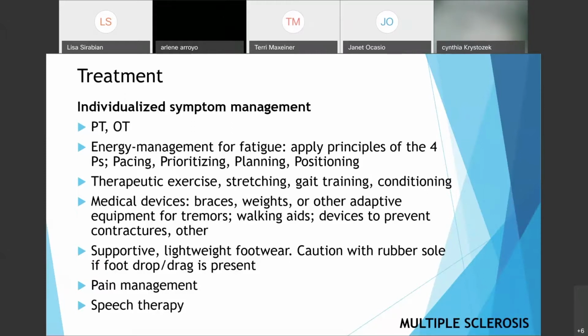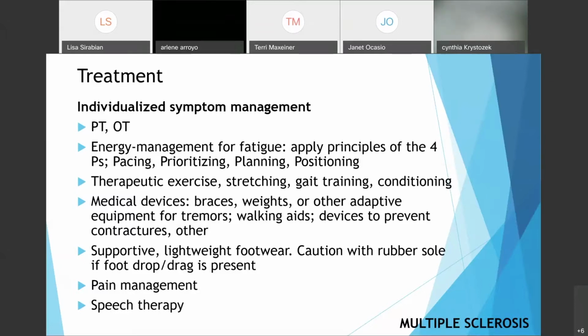So the 4 Ps are principles that we can apply. I think they're pretty self-evident. The idea of pacing activities, the idea of prioritizing the most important thing, planning to be able to do so, and also positioning. So positioning has to do with how you actually position things in your environment and how you position yourself. So applying these principles of 4 Ps to manage your energy, manage the fatigue. So teaching about those things is going to be helpful.